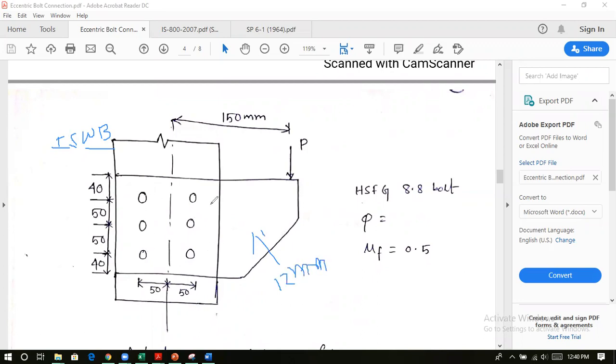Okay, there are 6 number of bolts and the pitch for the bolts is kept as 50, edge distance is 40 and gauge distance is 100. So from the center of the bolt connection, the distance of this bolt from the center is 50 and on this side also 50.